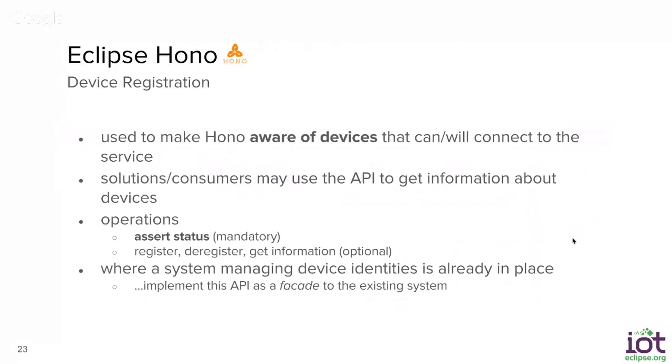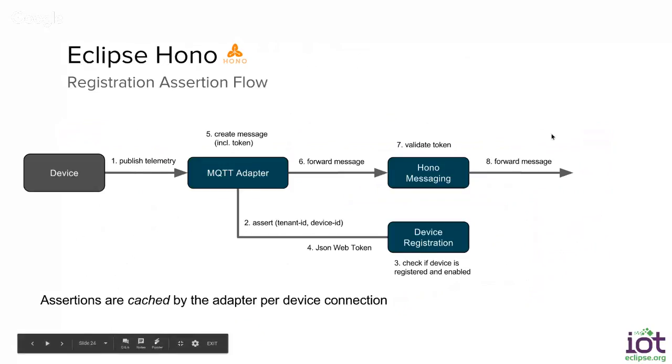And we did not really want to get too deep into how these APIs can look like, but instead we just wanted to make sure that you can always use this API and implement it as a lightweight facade on top of your existing system. And in fact, you only need to implement one particular operation, and that is the assert operation. And this is to show how Hono actually makes use of the device registration service and this particular operation.